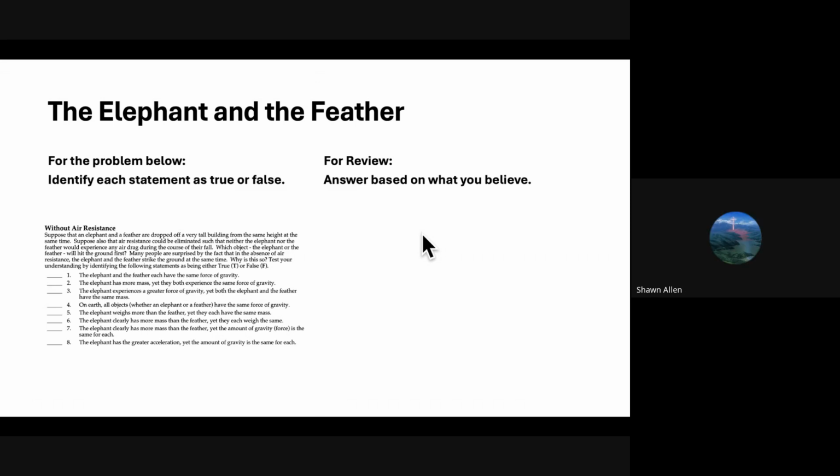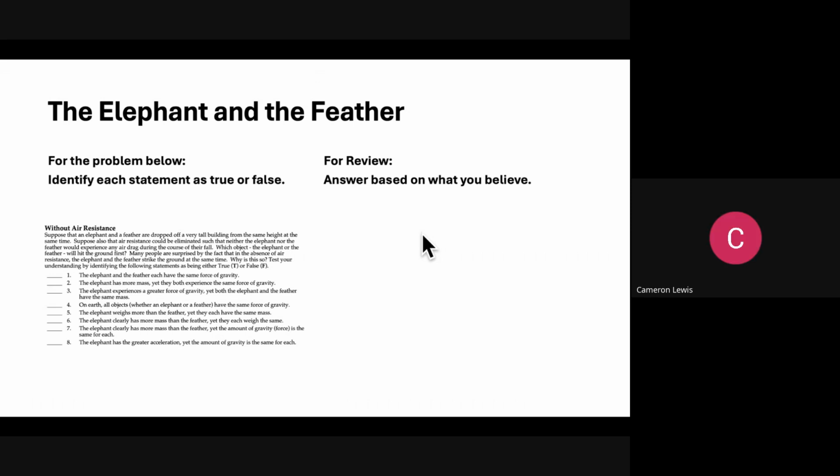They experience gravity in the same way, 9.8, but you need to understand gravity is an acceleration. The force due to gravity is a force. That's the Newtons part. So two is true. The elephant has more mass, yet they both experience the same force of gravity. Force due to gravity is what? It's the same thing as weight, in Newtons. So this one would be false too.